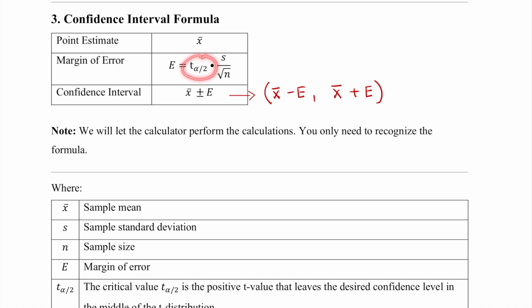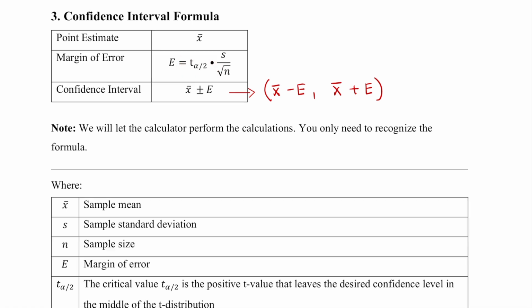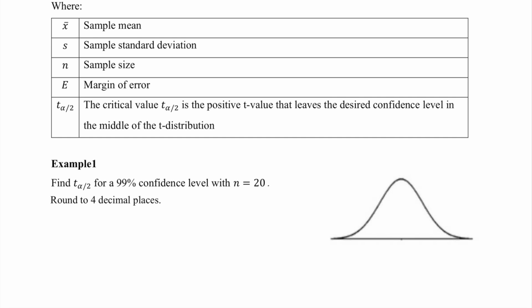Let's work through an example. Find the critical value t of alpha over 2 for a 99% confidence level with n equals 20. The first thing we need is the degrees of freedom. For the student's t-distribution, the degrees of freedom is n minus 1. And n is 20, so I have 20 minus 1, which is 19.